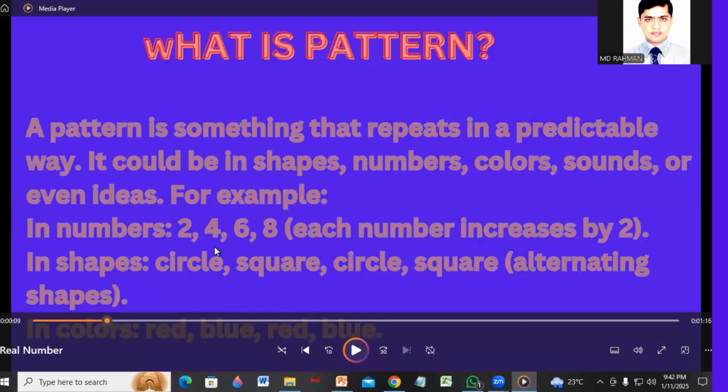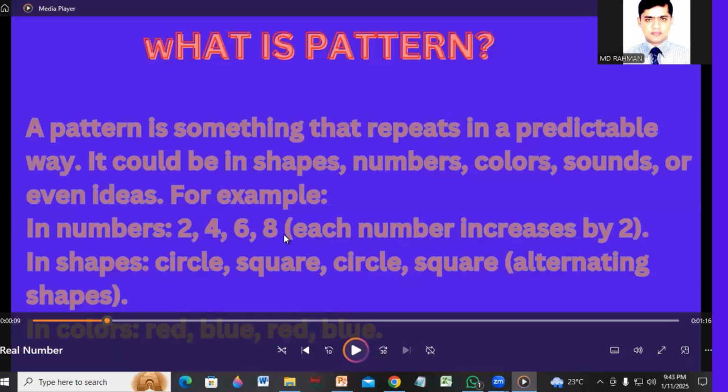For example, you can see here 2 plus 2 equals 4, 4 plus 2 equals 6, 6 plus 2 equals 8, right? So what will be the next? 8 plus 2 equals 10. The next number will be 10. We can predict the next number. Then what will be the next? 10 plus 2, 12. So we can predict the numbers in this way, and we can write down the numbers in this way as much as we can. So this is the pattern.